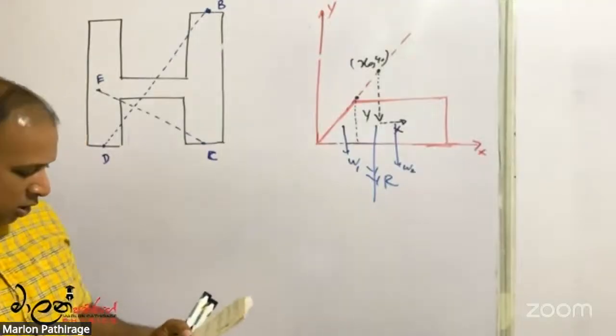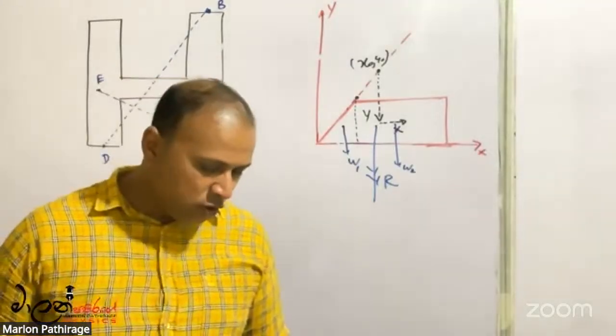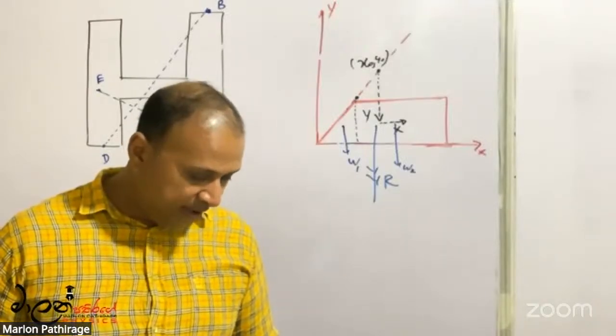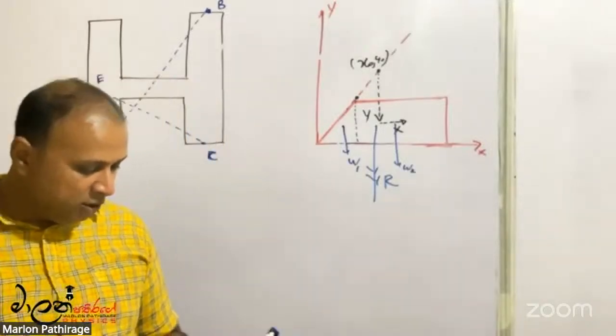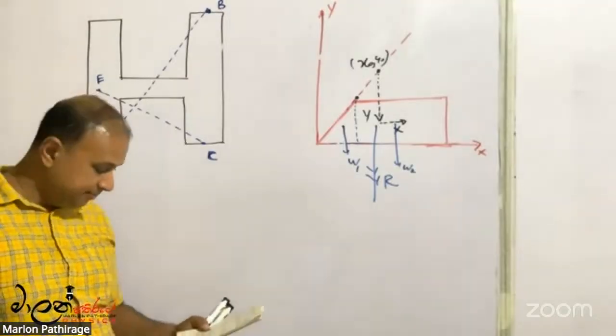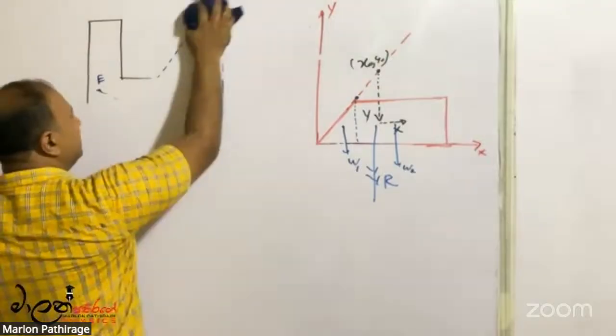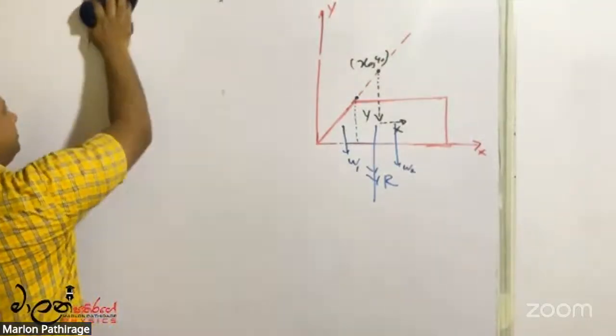Seventh one: a uniform wire is bent as shown in the figure. The center of gravity of the whole wire is most likely to be found at which point? What is the answer for question number 7?